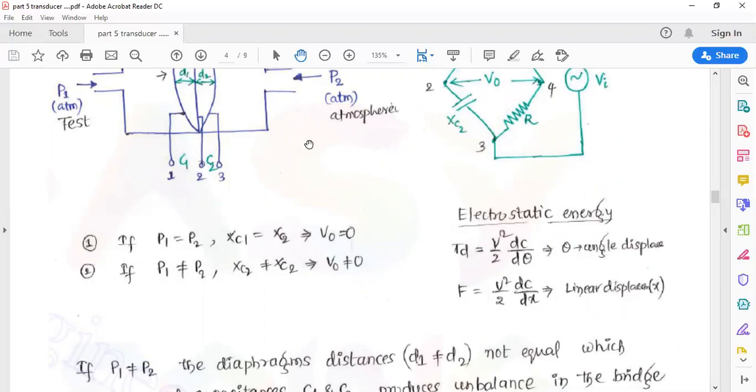If this is in angular form, then we measure angular force, which is equivalent to torque. So torque will be 1/2 V square dC by d theta, where theta is angular displacement. And for linear force, it is 1/2 V square dC by dx. Here dC by d theta and dC by dx show that the capacitance of the capacitive transducer changes with respect to displacement, which may be angular or linear. If we are measuring torque, we use angular displacement, and if we are measuring force, we use linear displacement.